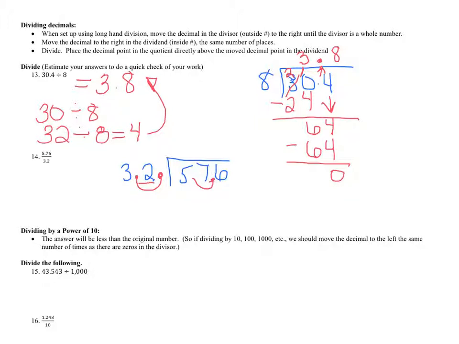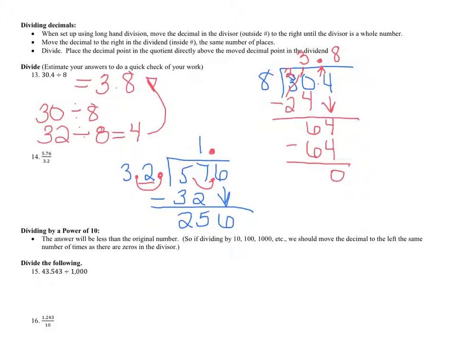So now in my answer, the decimal place needs to go directly above where the decimal place is in the dividend. So now I go ahead and divide as normal. So I'm asking, does 32 go into 57? Yes, it does. It goes in 1 time evenly. So 1 times 32 is 32. I subtract. 7 minus 2 is 5. 5 minus 3 is 2. And I bring down the next number of 6.